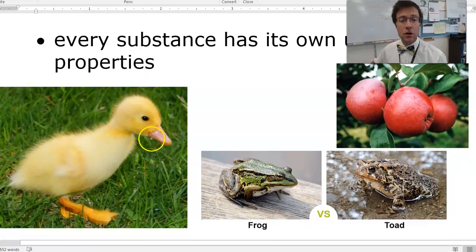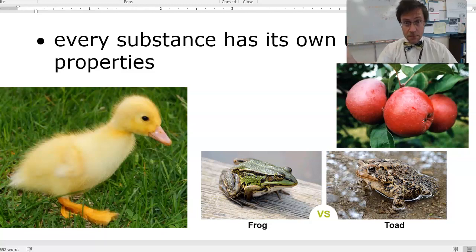So, like I said, every substance has its own unique properties. This is how we know a cute little duck is a duck. That's how we know an apple is an apple and a frog is a frog instead of a toad. And I know it seems kind of silly, but really, that's it. It's the same thing that happens in your everyday life. The exact way you can tell a duck from an apple is how we can tell substances apart.